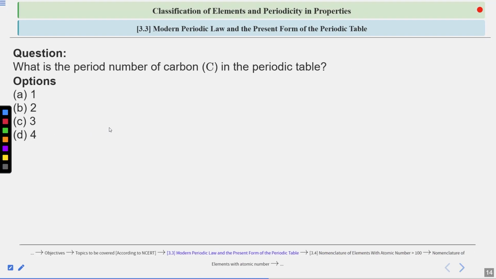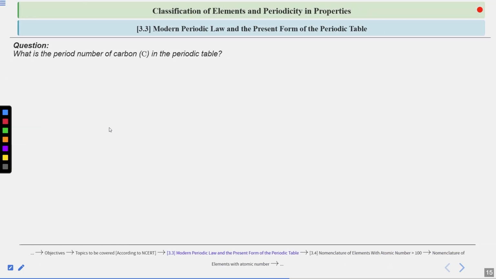Now here is a very easy question for you. What is the period number of carbon in the periodic table? 4 options are given here: 1, 2, 3, 4. So you have some time to solve this question. Your time starts now. It's very simple. Just look at the periodic table. Yes, the correct answer is 2.